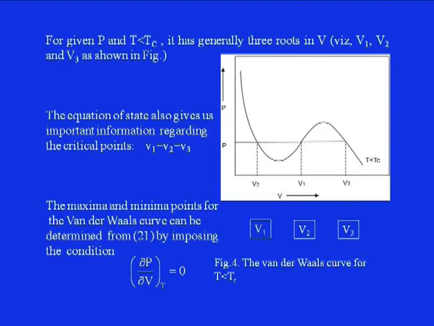So, the equation of state also gives us important information regarding the critical point, where V1 equals V2 equals V3. The maxima and minima points of the Van der Waals curve can be determined from the above equation, equation 21, by imposing the condition (∂P/∂V) at constant T equals 0. This will give the maxima and minima points of the Van der Waals curve.